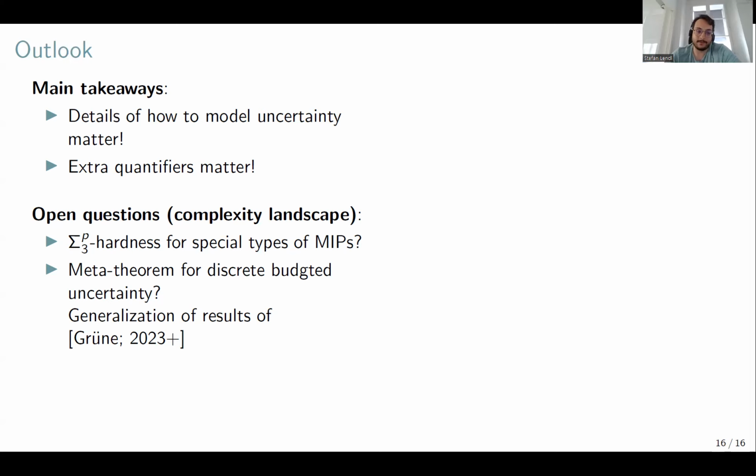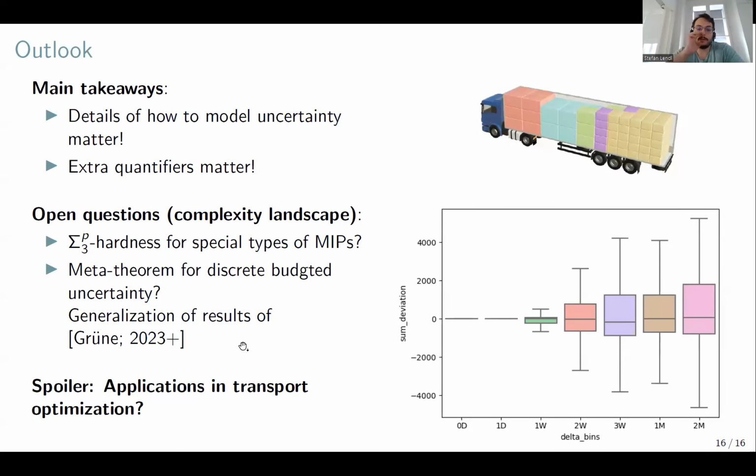And as I have told you, the technique we used to show the hardness was very general. So we assume there is a meta theorem for discrete budgeted uncertainty. And we think that some generalizations of a result of Grüne might work also here. And I think he is already working with Lasse on some results, and some preliminary results are already there in this regard. So I think a meta theorem here can be proven to show a very general type of problems is sigma-free hard. Then also some spoiler on the applications in transport optimization, just very quickly.